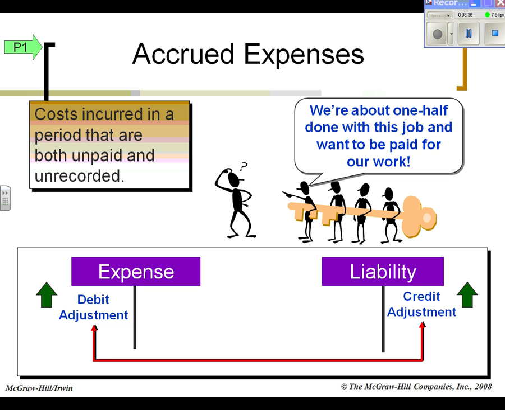All right, accrued expenses. So in this case, costs are incurred in a period that are both unpaid and unrecorded. We're about one half done with this job and want to be paid for our work. So we're going to bill them. We'll bill the customer. We've incurred that expense. But I'm thinking of it as a seller. I should be thinking of it as a buyer. But as a buyer, we've incurred this expense. So I want to record the expense, but I haven't paid it yet.